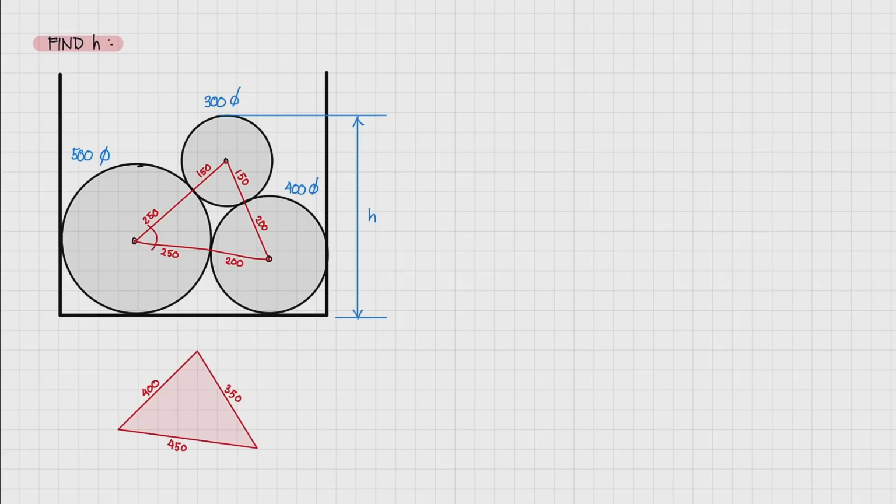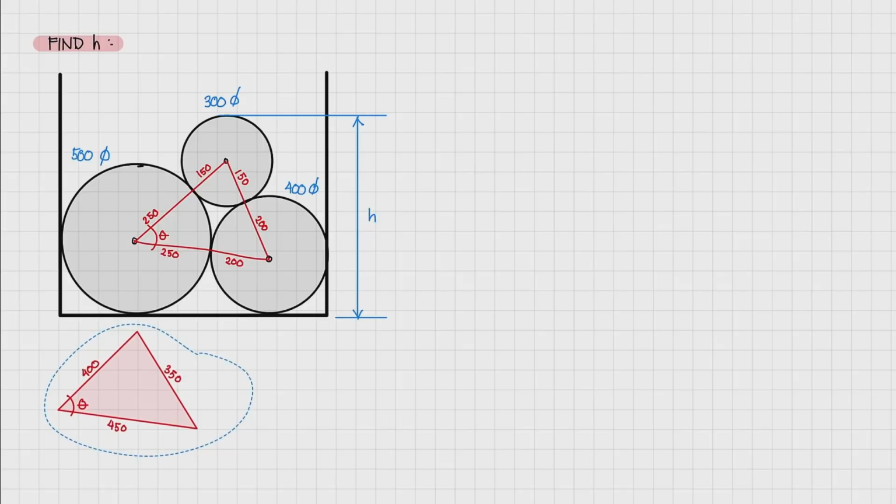Let's name this angle as angle theta. So, what can we use to solve for angle theta? You can't use the Pythagorean Theorem because it's not a right triangle. You can't use the Sine Law because we don't know any angles. What we could use is the cosine law. So using the cosine law, we're interested in theta.